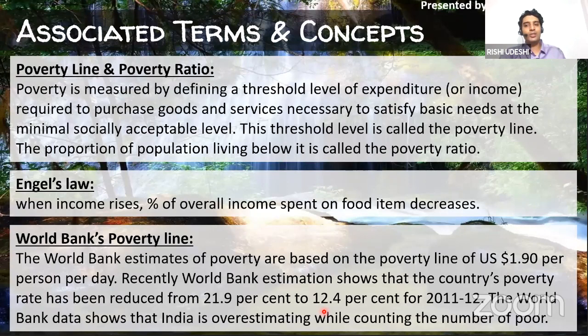We are not following this poverty line. We have a different poverty line of our own. और उस poverty line के हिसाब से इंडिया में आज भी the number of poor who are there in India is still 22%. So World Bank, that's the reason why it says that the poverty in India is not 22%, it's rather 12.4%, and India is overestimating its poverty. This is what World Bank is saying. Fine, we do not agree to that. We have a different point of view.